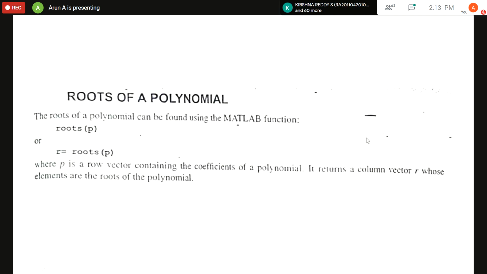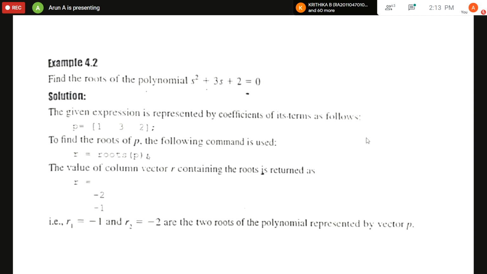Now let's see how this comes. I'm not explaining much of your mathematics. I'm just doing it for your MATLAB commands. This will be a question: a polynomial equation is being given. So what you have to do is take the coefficients. It is 1s square, which is understood, 1s square plus 3s plus 2.